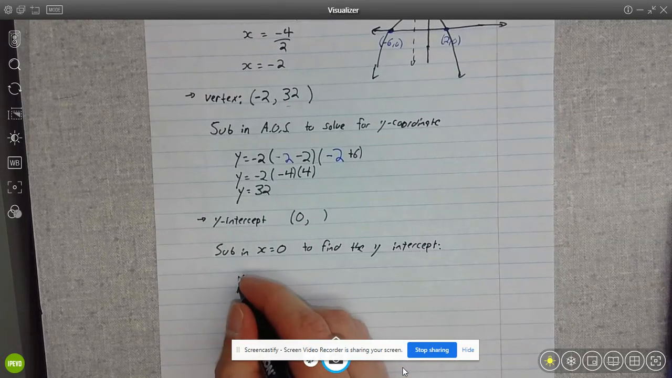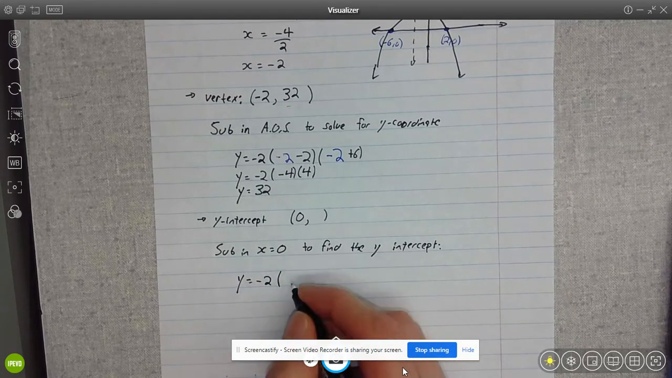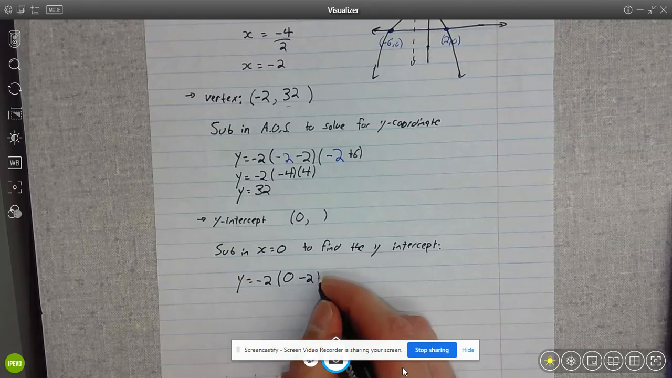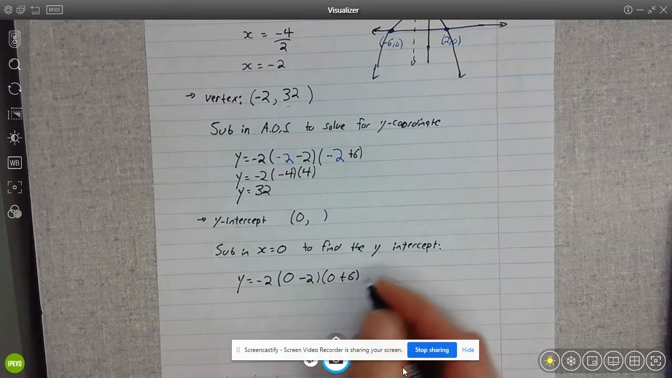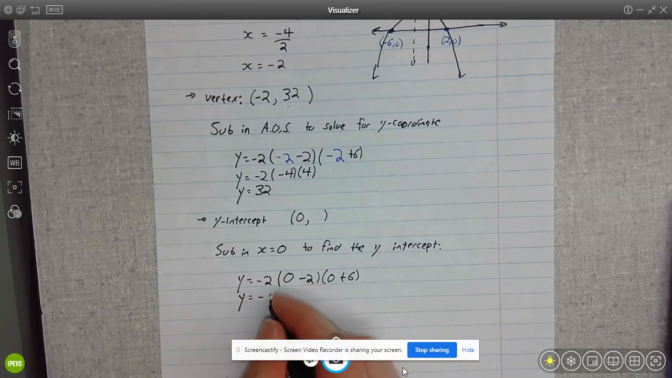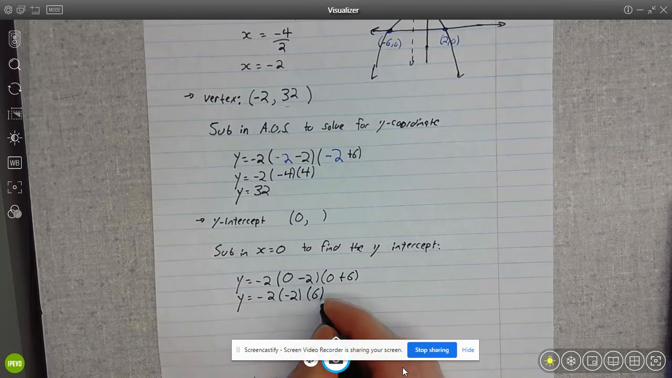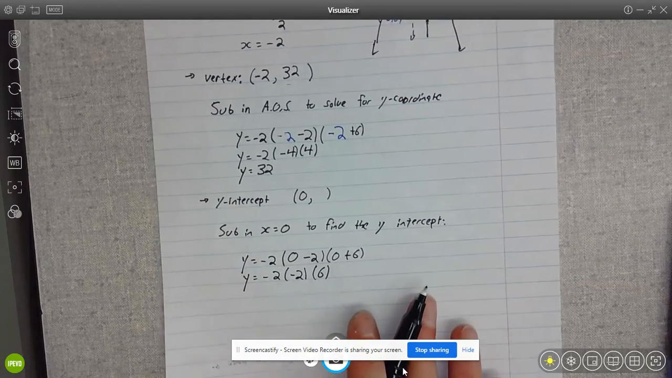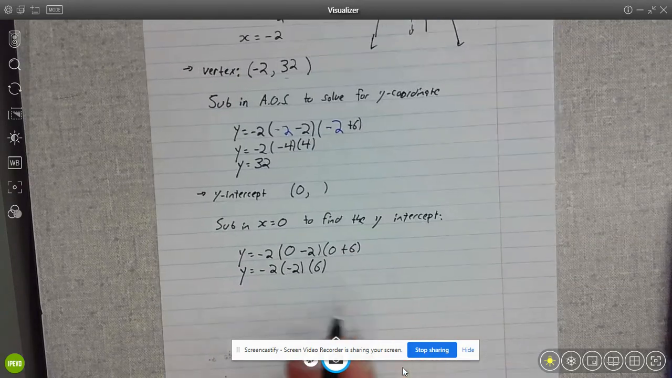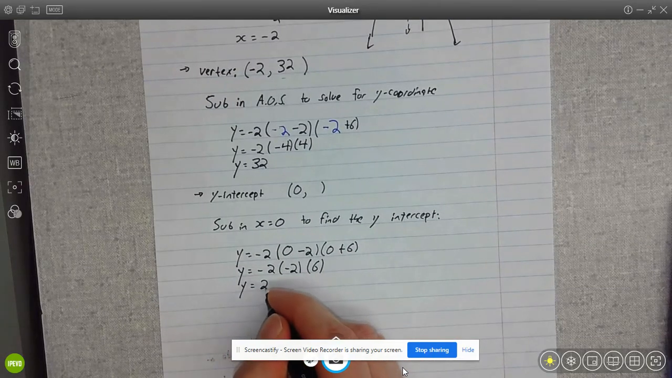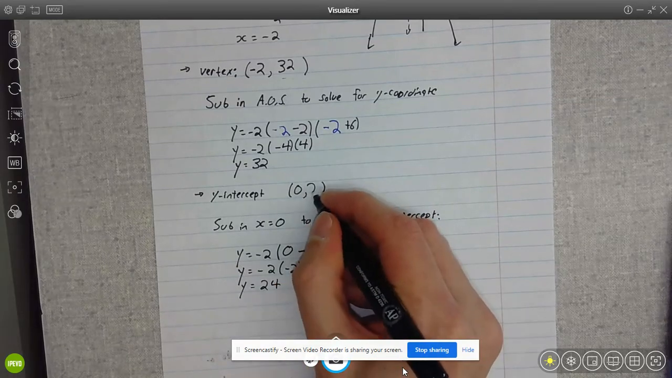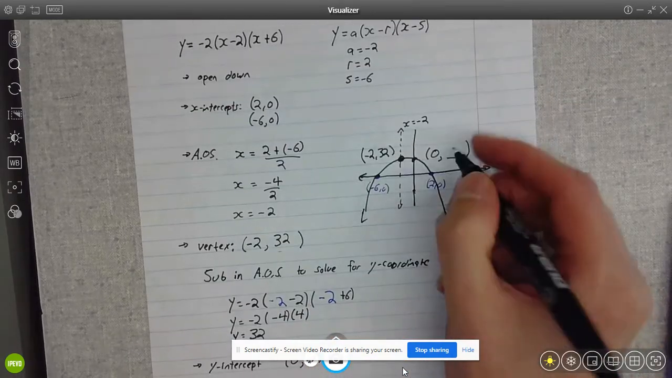So again, I'm going to take my original equation, and every time I see x, I'm going to replace it with 0 because that is the x value at the y-intercept. And again, when I have numbers in a row separated by brackets, it means multiply. -2 times -2 is 4. 4 times 6 is 24. So my y-intercept must be at 0, 24.